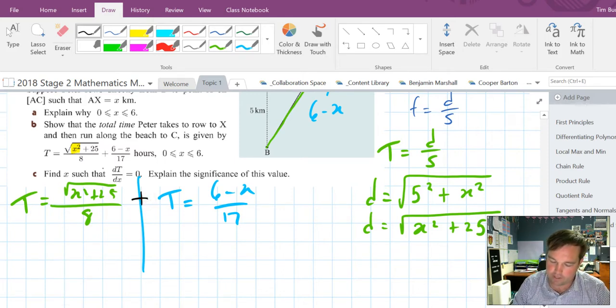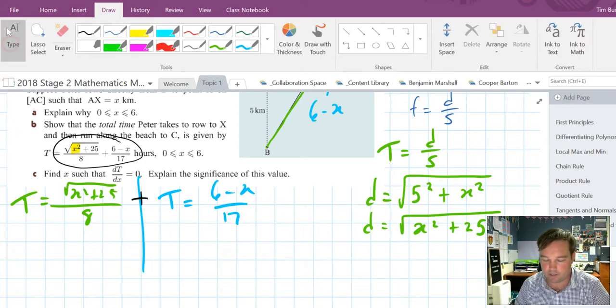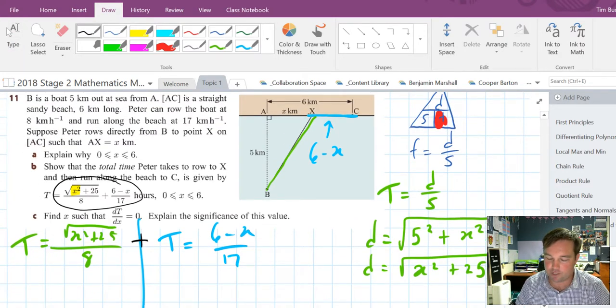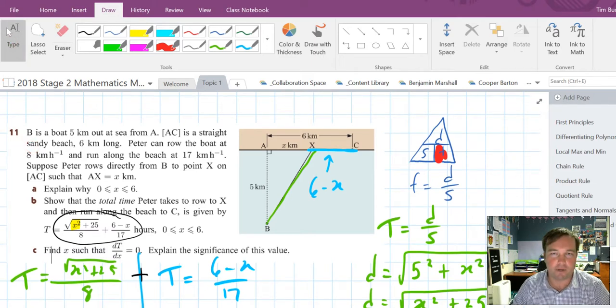Find x such that dT/dx is equal to 0, and explain the significance of this value. If you differentiate that with respect to x, and I'm sure you all can, then when it's equal to 0 will be the minimum time it takes him to complete this journey. So x is how far he should aim up the beach in order for this journey to have a minimum length of time. The answer's in the textbook, but have a shot at it yourself. Thank you and goodbye.